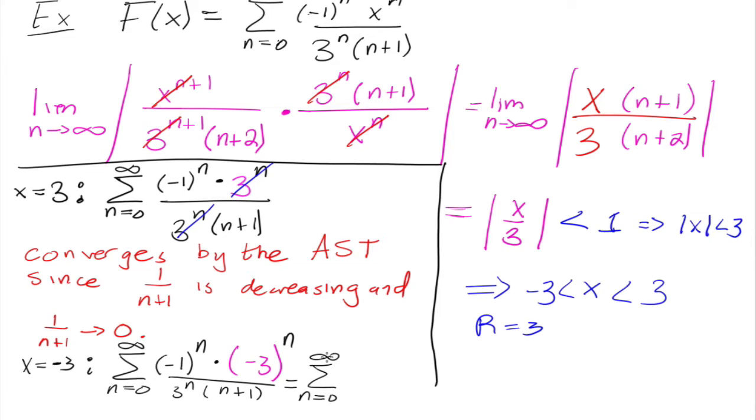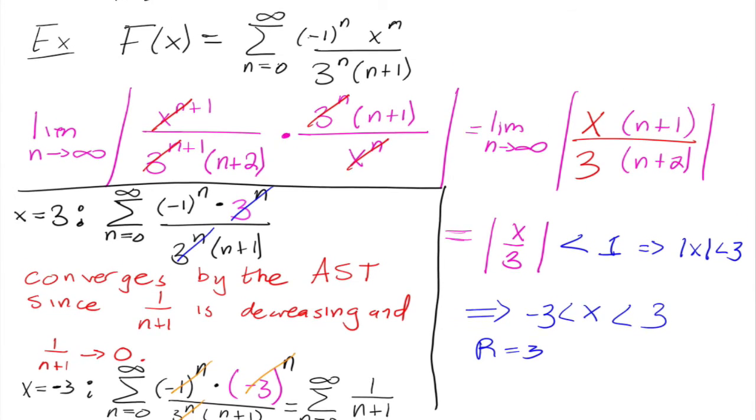And so the -1 to the n, you get another -1 to the n. So that means those two are always positive, and then 3 to the n. So all you have left over is 1 over n plus 1, and this one diverges. So it converges when x is equal to 3, but diverges for x equals -3.